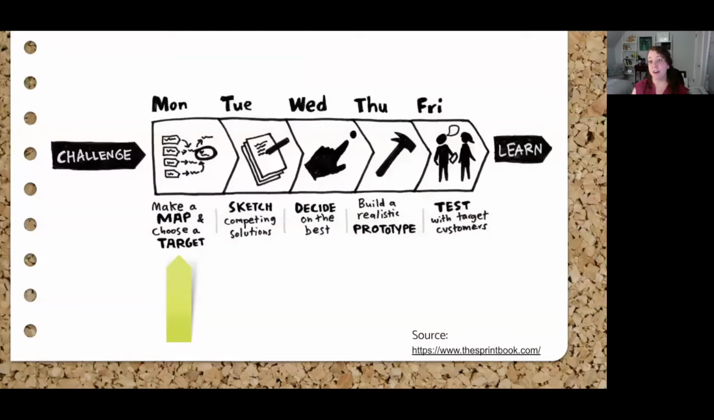So using the design sprint framework, on day one, you would make a map and choose a target. So on Google Jamboard, this could look like asking your stakeholders to define the problem, ask about the audience. And this could look like a student journey map.